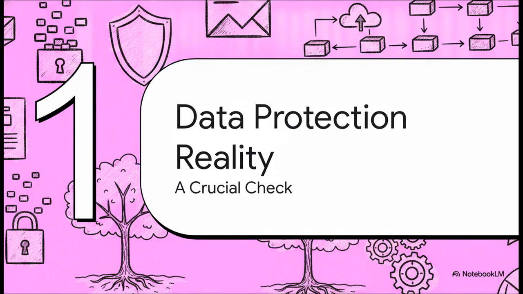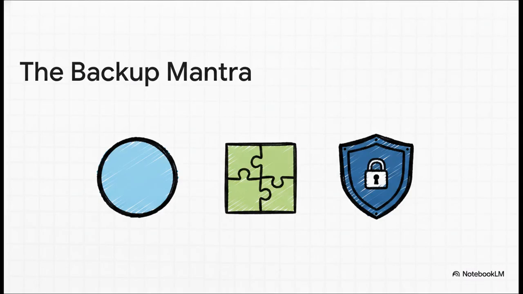Section 1. The Data Protection Reality Check. The entire foundation of this explainer relies on the golden mantra of backups. You have to keep it simple, ensure it's complete, and lock it down so it's safe. Simplicity is honestly your best friend here, mostly because it prevents catastrophic human errors when you're panicking under pressure, desperately trying to restore a down system.